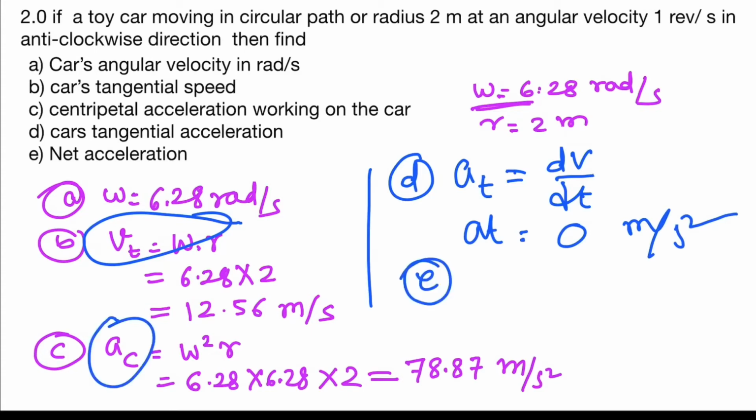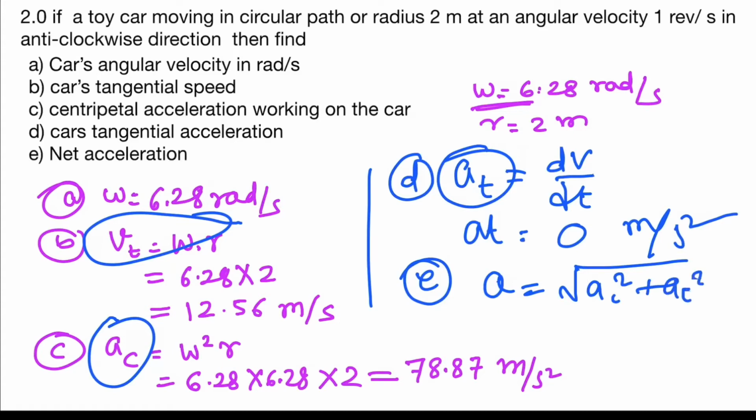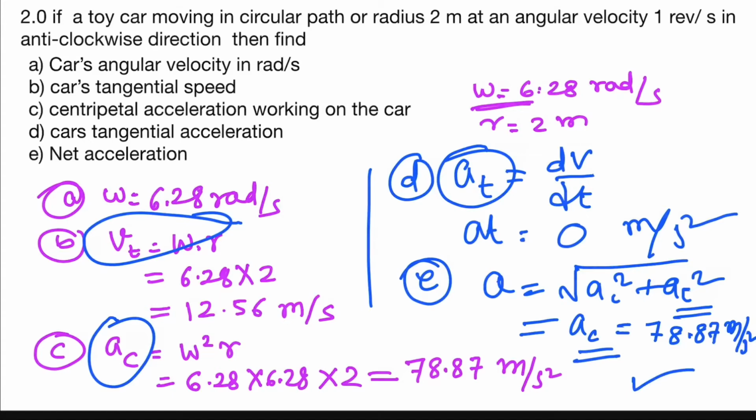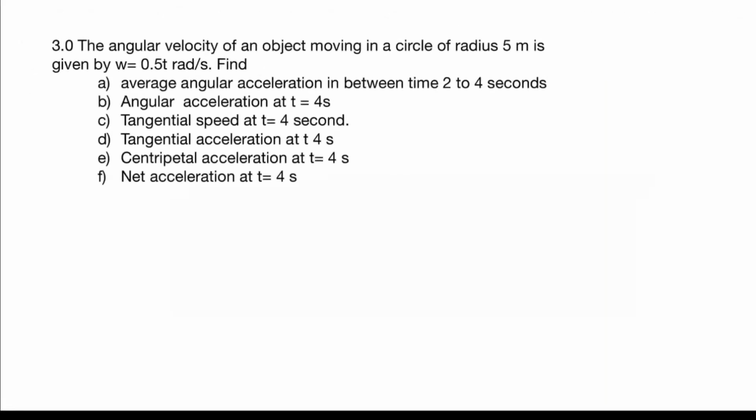The net acceleration is the result of centripetal acceleration and the tangential acceleration, and the magnitude of net acceleration is given by the square root of AC squared plus AT squared. In this case, since AT is 0, this is equal to the centripetal acceleration, which is nothing but 78.87 meter per second squared, and the direction of this acceleration is in the direction of the centripetal acceleration, which is toward the center of the circle. So here is question number 3.